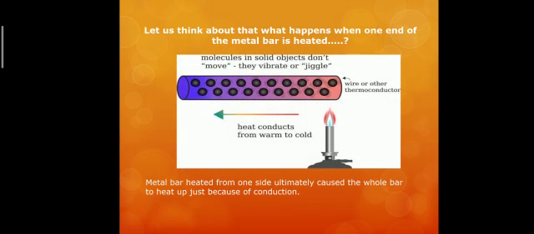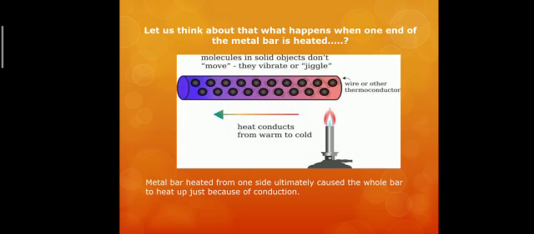Have a look at this diagram. What is happening over here is that one end of the metal bar is heated. What happens? The molecules, the particles inside the metal rod, on heating, start rapid movement. These particles move, they collide with each other, they collide with the walls of the metal bar, and they transfer the energy to the unexcited particles.